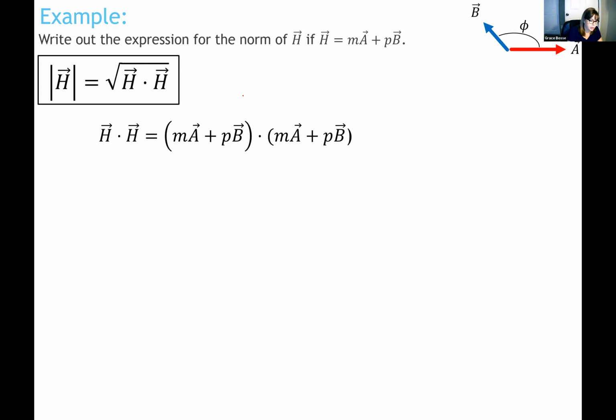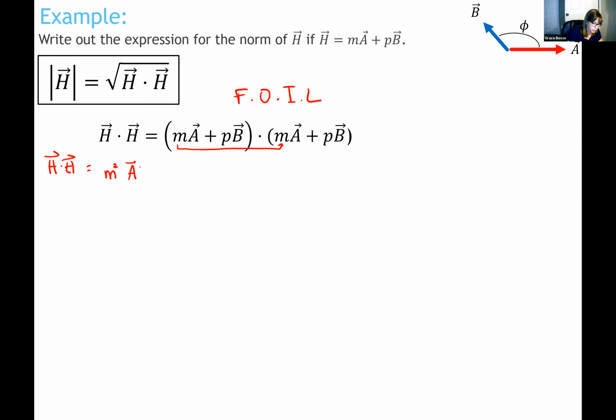You might remember this as FOIL. You remember your 5th grade math. I'm going to multiply the first terms, then the outer terms, then the inner terms, and then the last terms. I'm going to distribute those dot products. So h dot h would be equal to, I'm going to do the first terms right now. m times m, take the scalars out to the front, so I just get m squared.